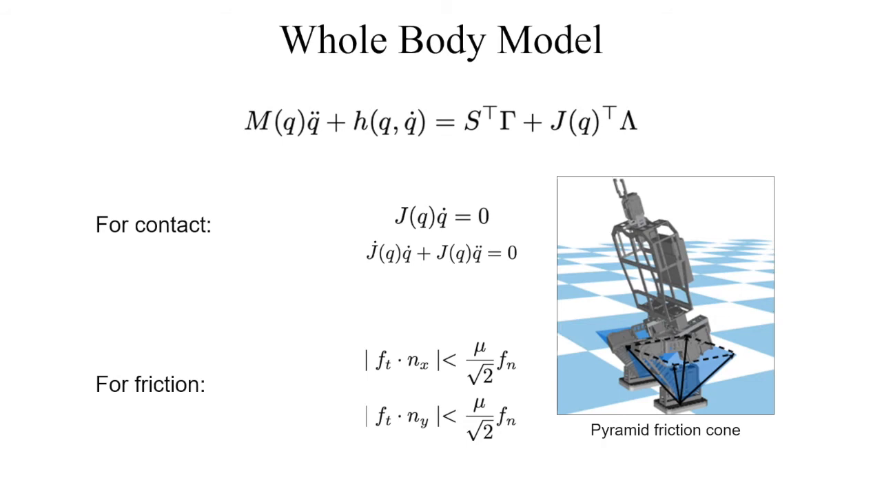Lambda is the contact wrenches, and G is the contact Jacobian, which maps the contact wrenches of any effectors to the generalized coordinates. For the contact, we basically constrain the effector velocity to be zero and differentiate it to obtain the second-order terms. For the friction constraint, we use a linearized friction cone to estimate the true friction constraint.